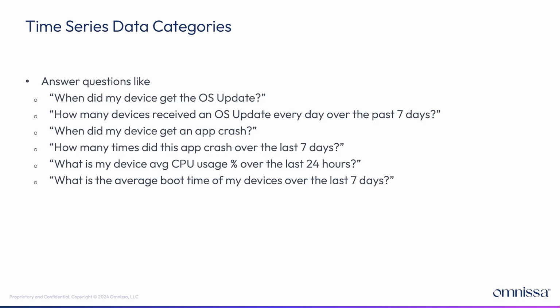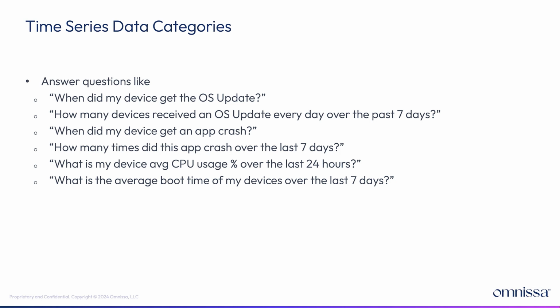So we covered what time series data is in the first part, but to answer what use cases it covers, it's things like this. When did my device get an OS update? Or how many devices received that OS update over the last 7 days, per day? When did my device experience an app crash? Or how many times did it experience that app crash over a time range? Or how many times did the app crash in general across all my devices? And that's all the event data, those first 4 use cases.